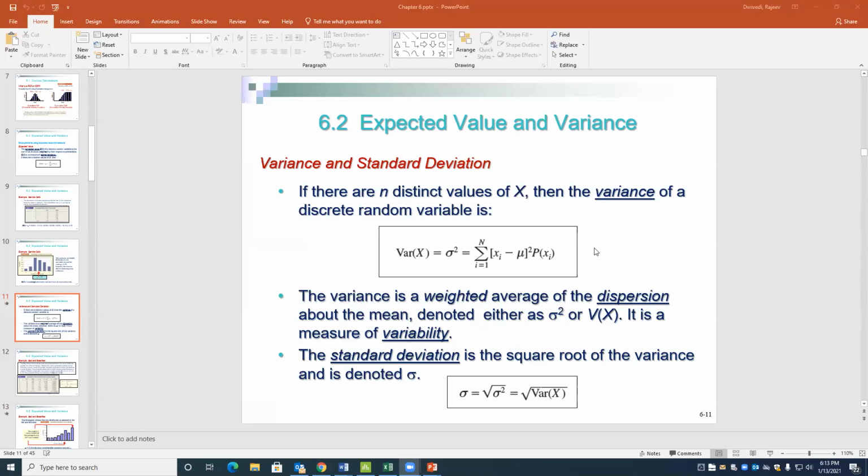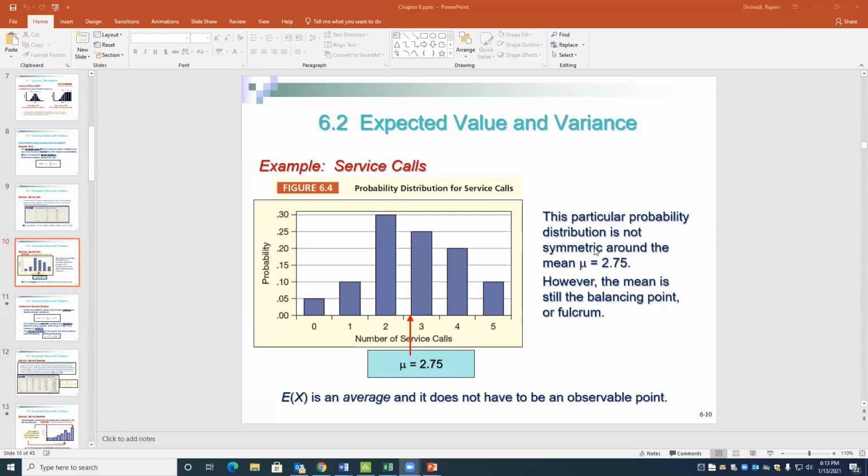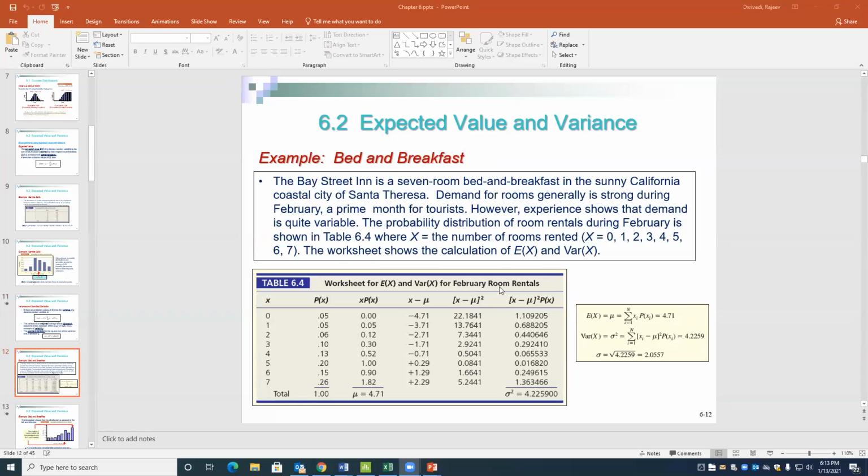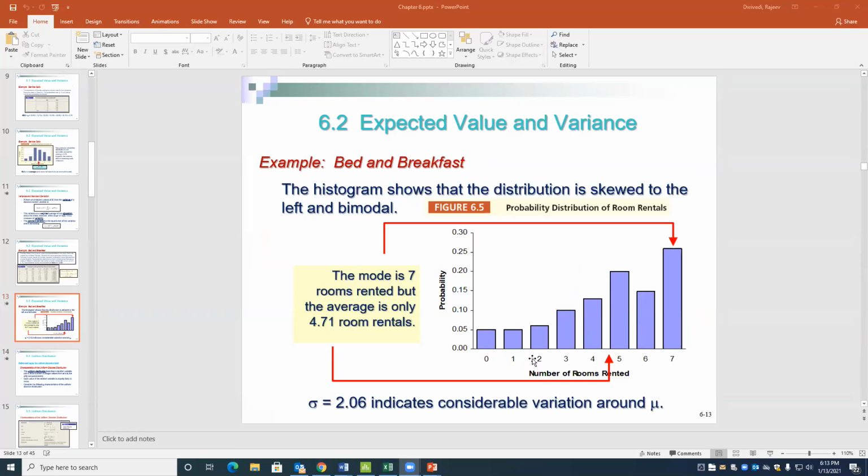For every distribution we have a mean, for every distribution we have a standard deviation or variance. I'm not going to do this calculation because you understand the meaning of mean and standard deviation.